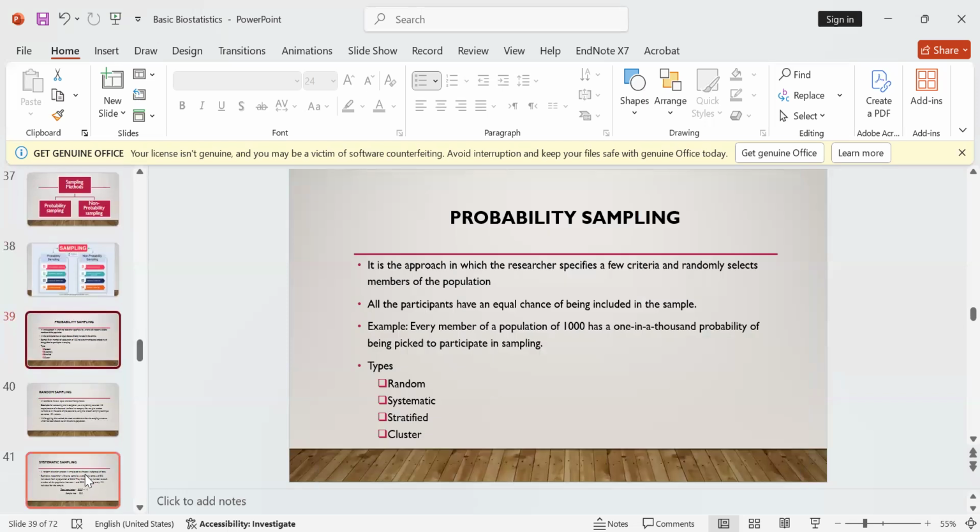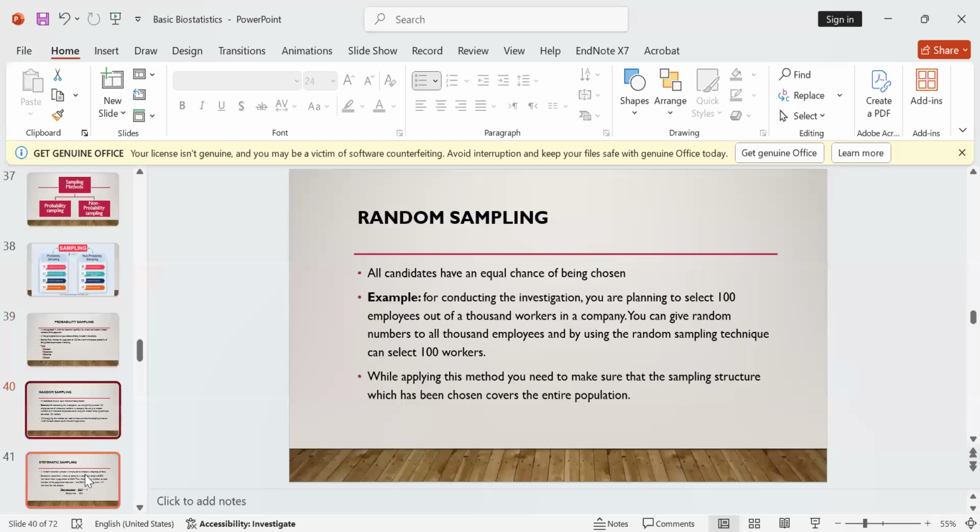Probability sampling. It is the approach in which the researcher specifies a few criteria and randomly selects the members of the population. All the participants have an equal chance of being included in the sample. For example, every member of a population of 1,000 has a 1 in 1,000 probability of being picked to participate in sampling. Its types include random, systematic, stratified, and cluster.